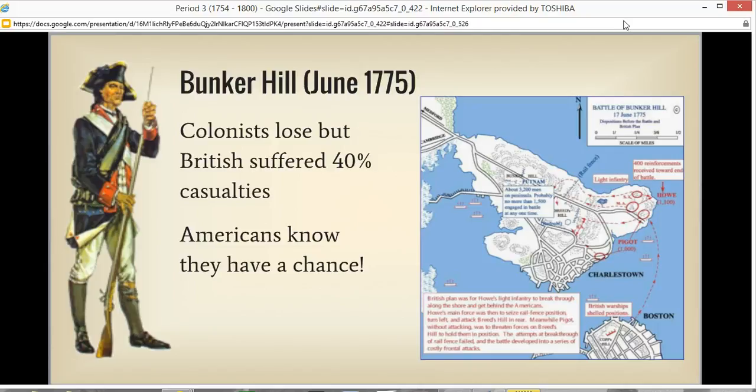But for both sides, even though the colonists lose, it's really seen as a victory in some ways, because the Americans realize they actually have a chance, and the British realize they have to start taking these colonists seriously, or they're actually going to lose this war.